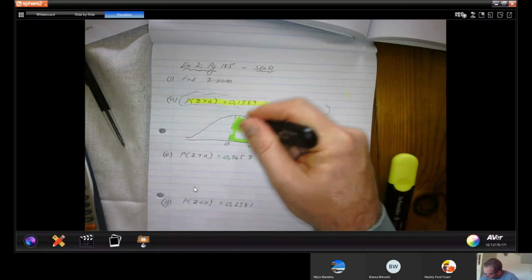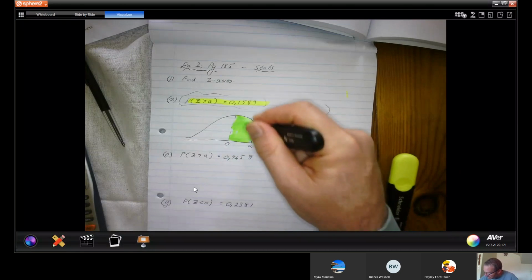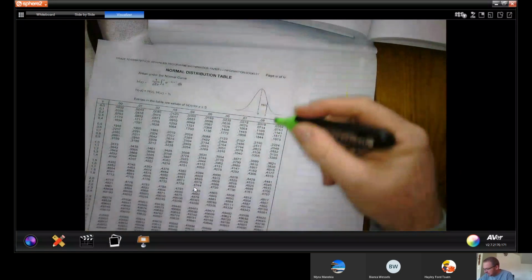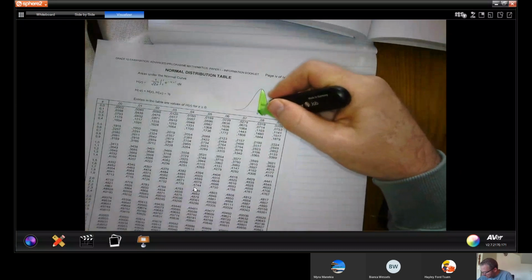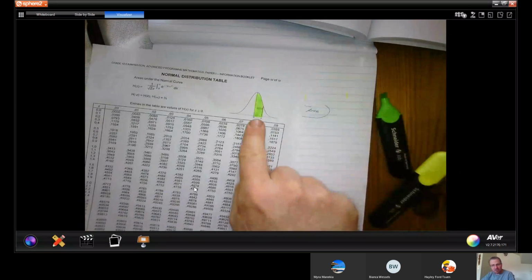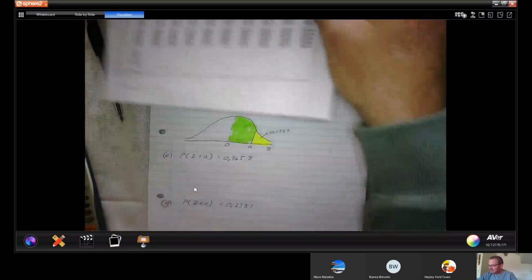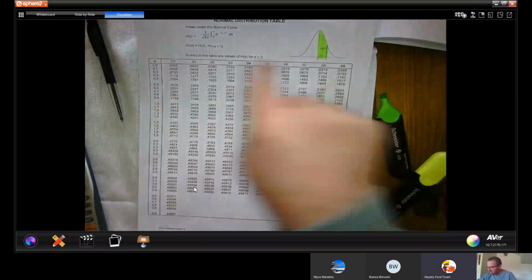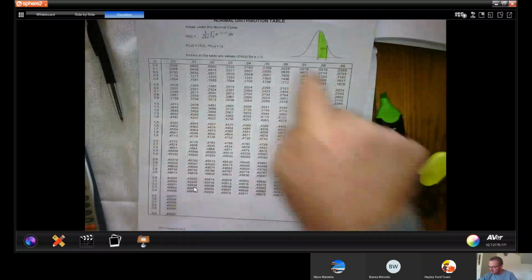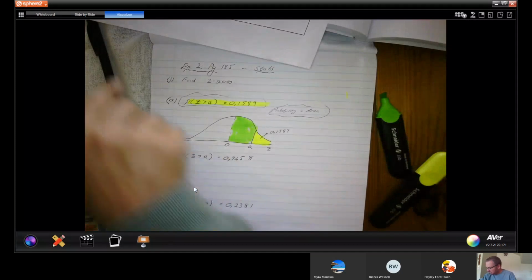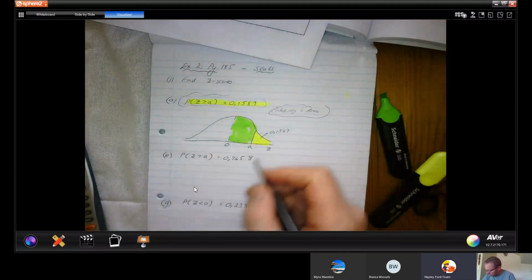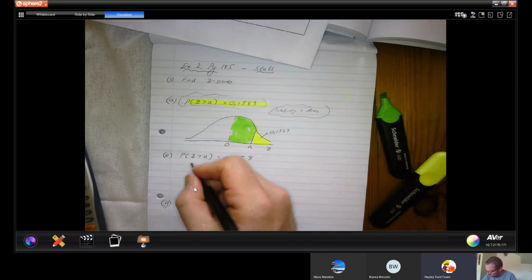I first have to find the green part, because the table reads off the green part. Remember, the table works with this region over here, guys. It reads off between 0 and whatever z score we're working with. On the side is the z score, in the middle are your probabilities. So to work with the probability, I need that region over there. How am I going to figure that out? You're going to say 0.5 minus 0.1589.